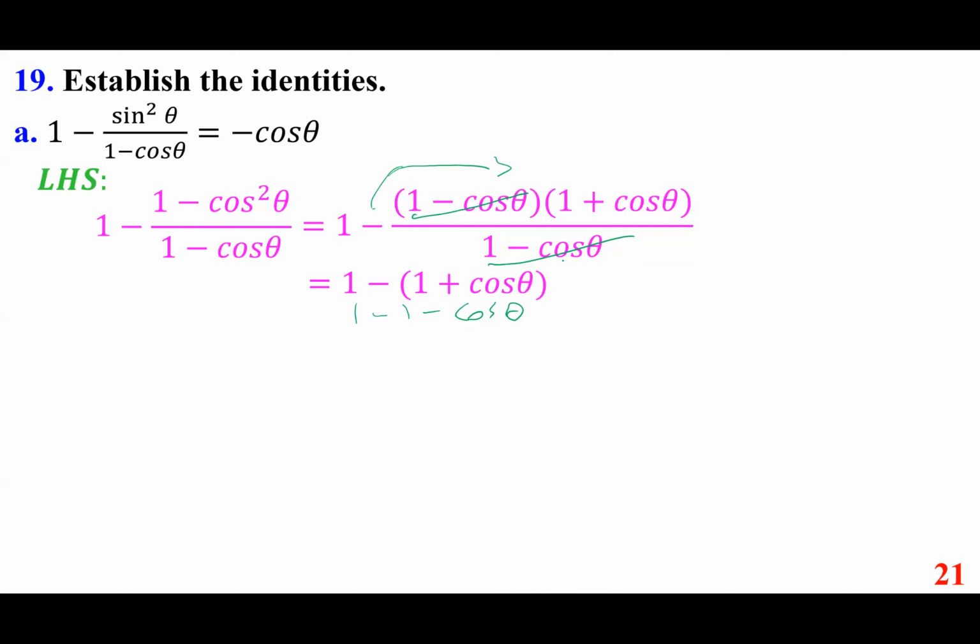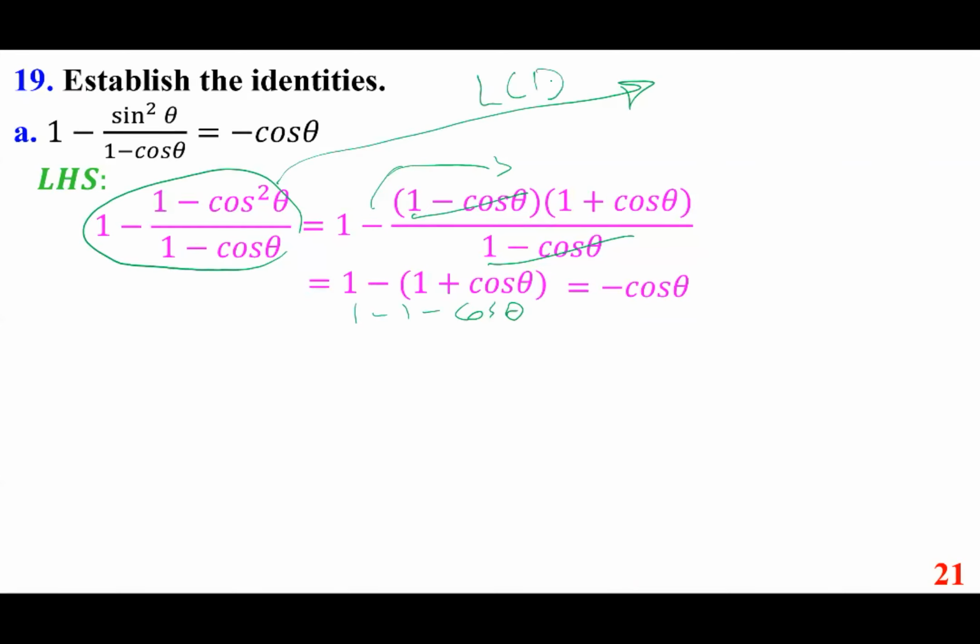And that's the proof. We get negative cosine theta. Just quickly, we could have taken a common denominator after we come this far. We can come up with an LCD, and 1 becomes 1 minus cosine theta over 1 minus cosine theta. And if you go that route, it's to cancel each other.